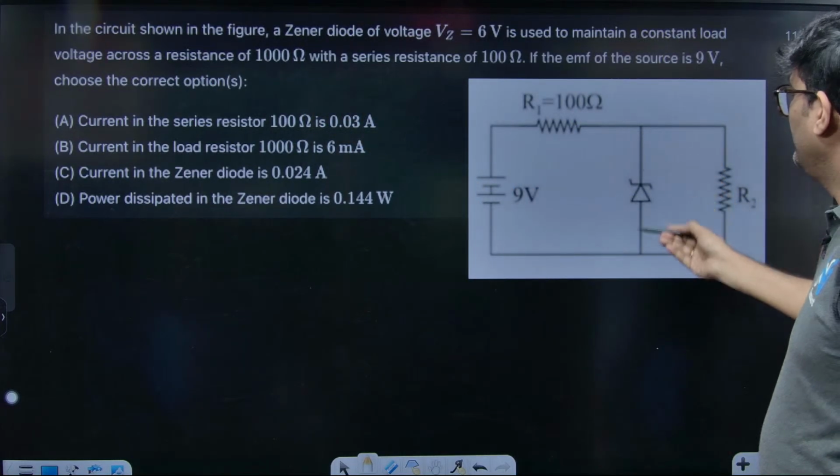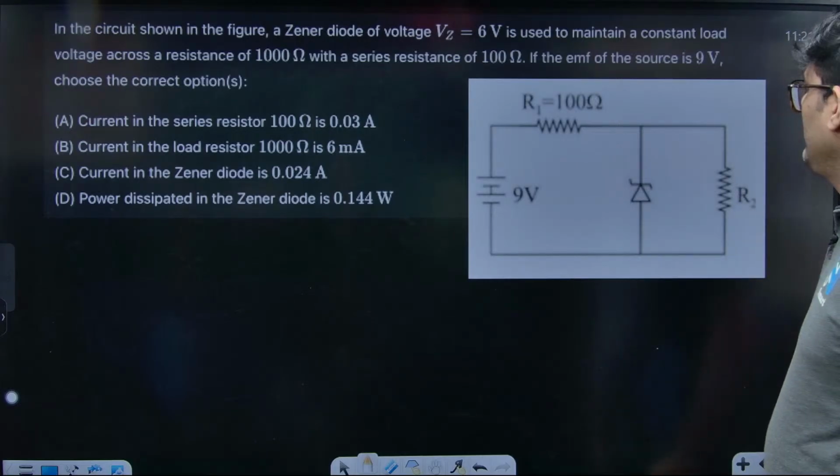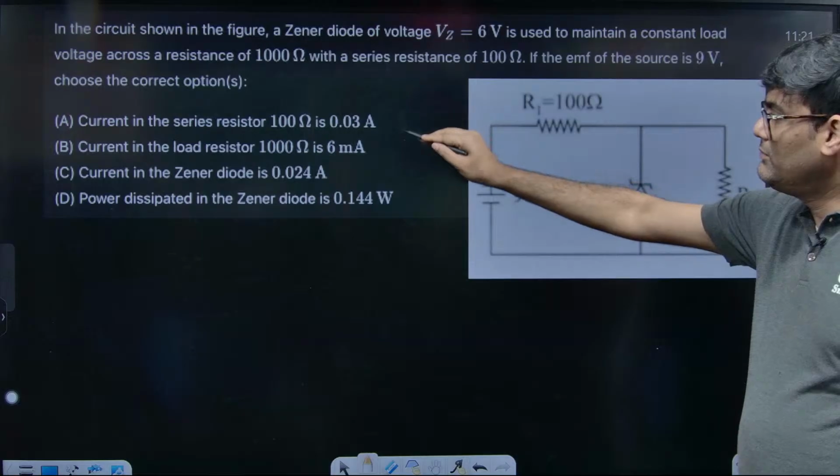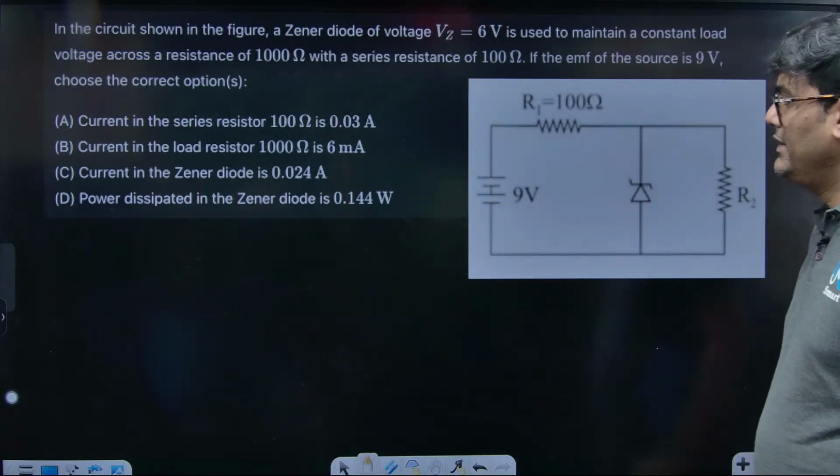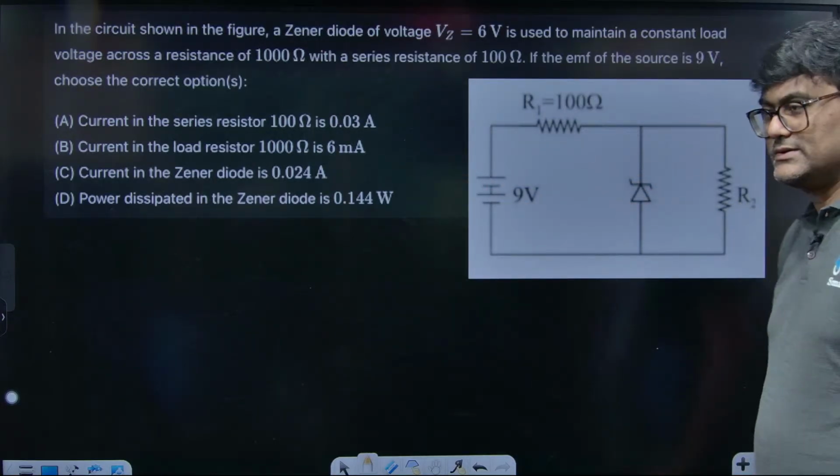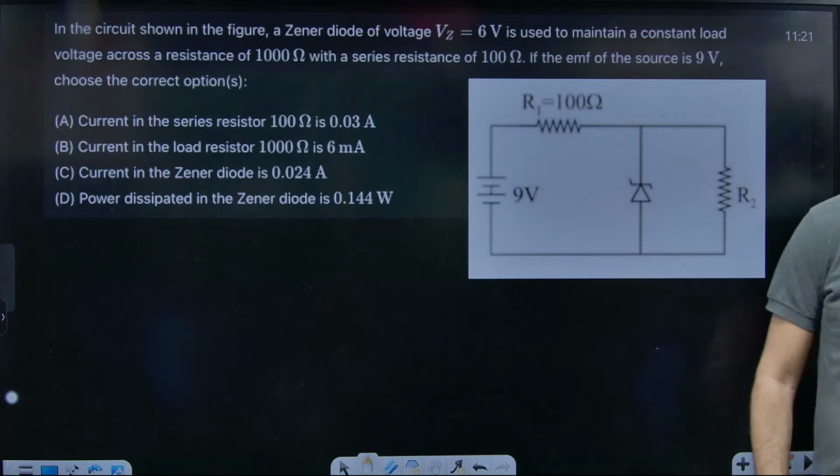Zener breakdown voltage is 6 volt, source EMF is 9 volt. Every data is given in this question. You have to mark the correct statement in these 4 options. Can you give it a try?